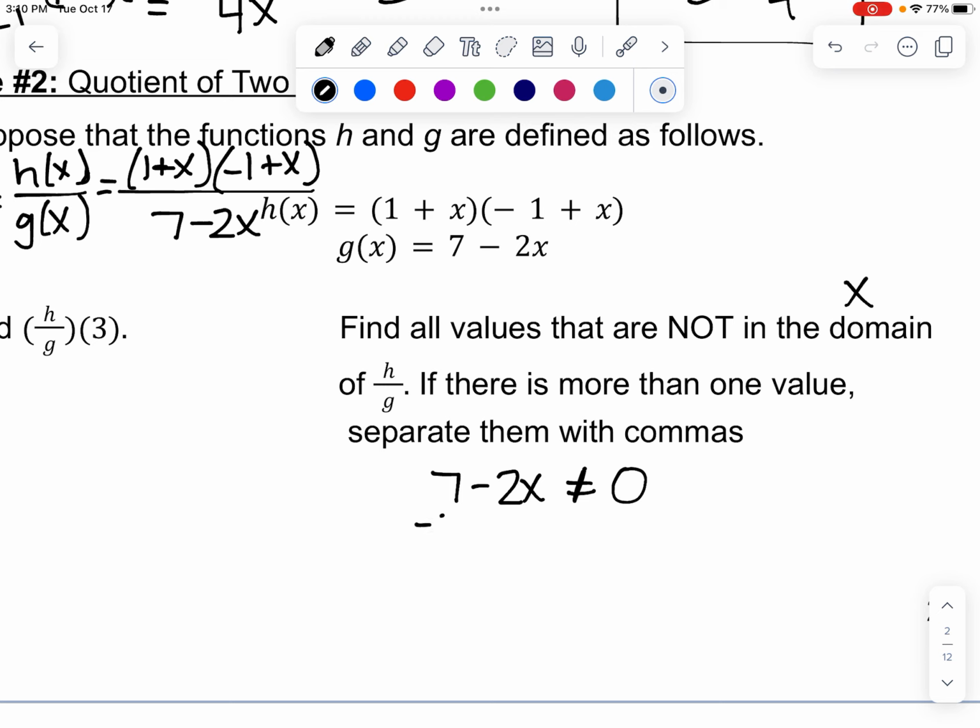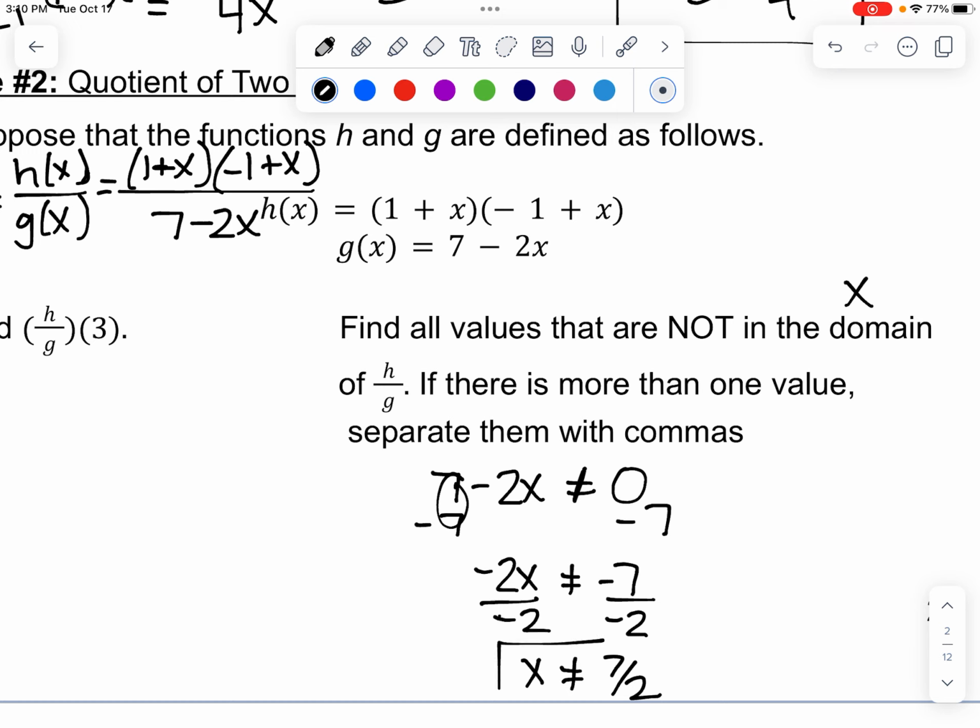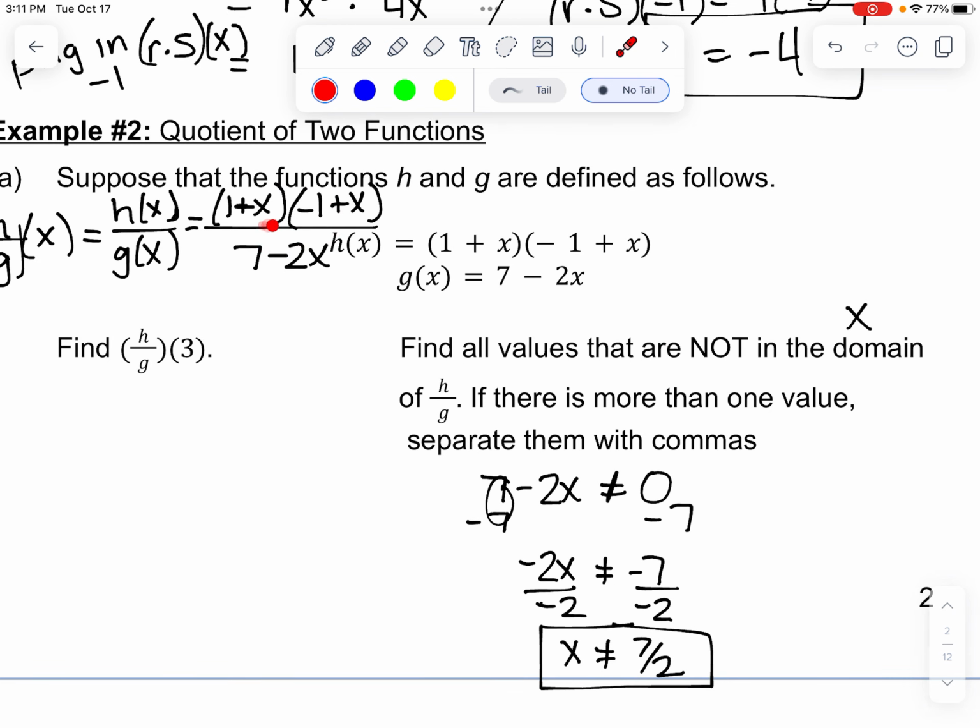So I'm going to solve this. I subtract 7 and get negative 2x cannot equal negative 7. I divide by negative 2. X cannot equal 7 over 2. So that is our value that is not in the domain. We got that by putting these in terms of x, dividing them, taking the denominator, and setting it equal to 0, because you're looking for where it's not equal to 0. This would be the number that would not be in the domain.